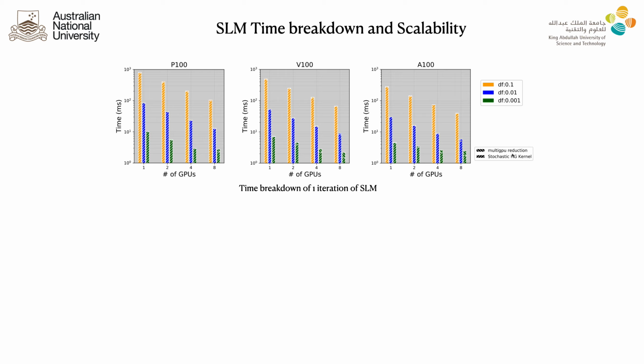So what is this multiple GPU reduction? When you finish the HG kernel, you have to copy the data back to the CPU, and you further do the reduction on the CPU. We call this step multiple GPU reduction.